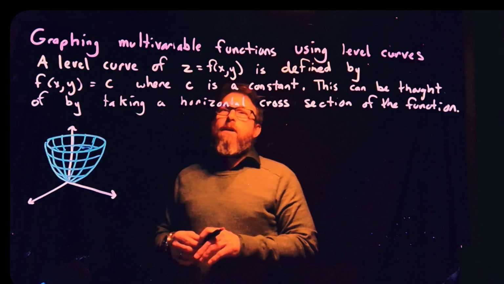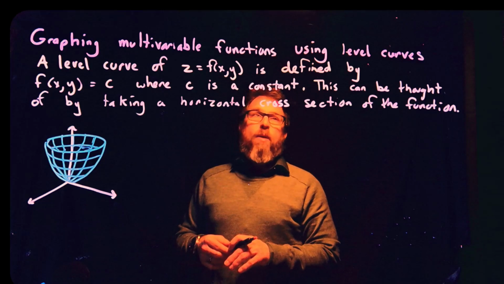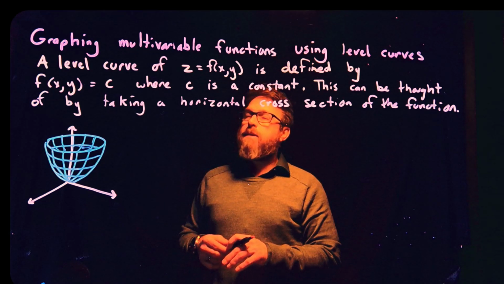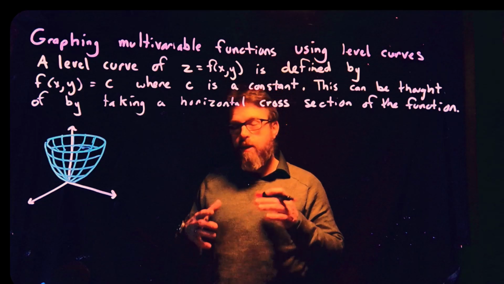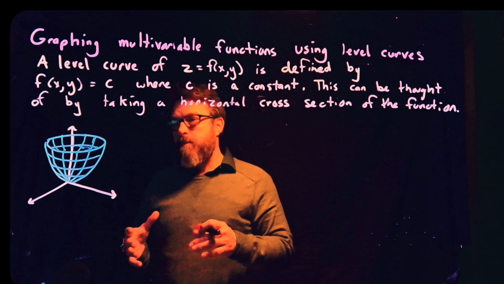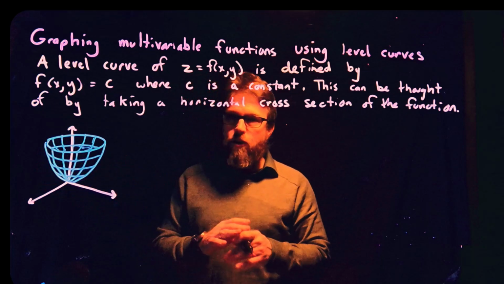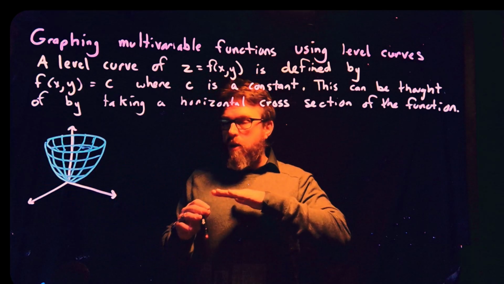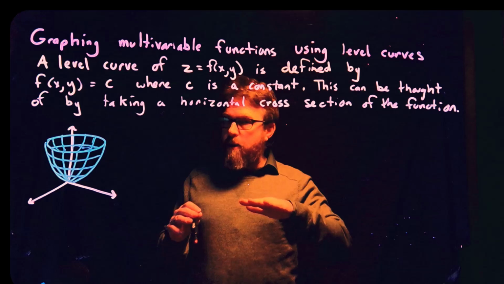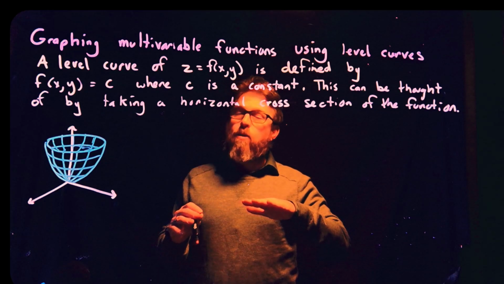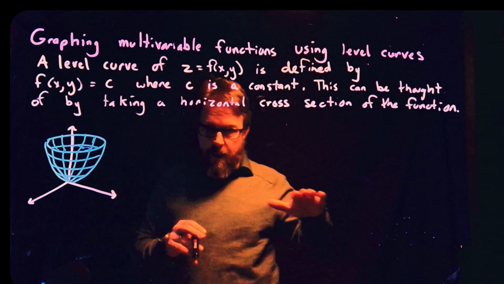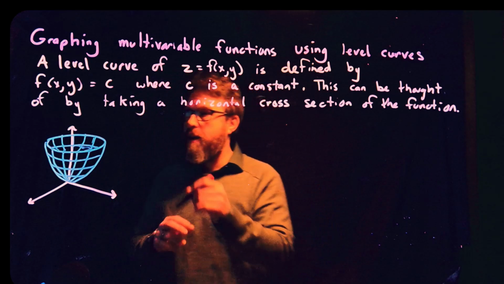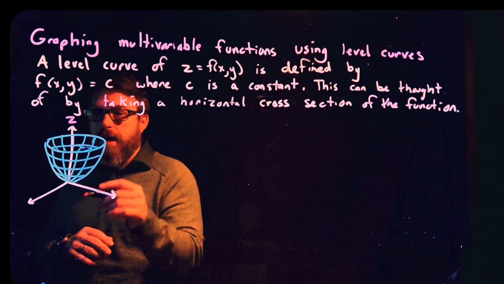So a level curve of z equals f of x comma y is defined by f of x comma y being equal to c, where c is a constant. And really this can be thought of as taking some three-dimensional function and taking horizontal slices, perpendicular to the z-axis. So we're going to take a bunch of planes and slice this thing perpendicular to the z-axis.